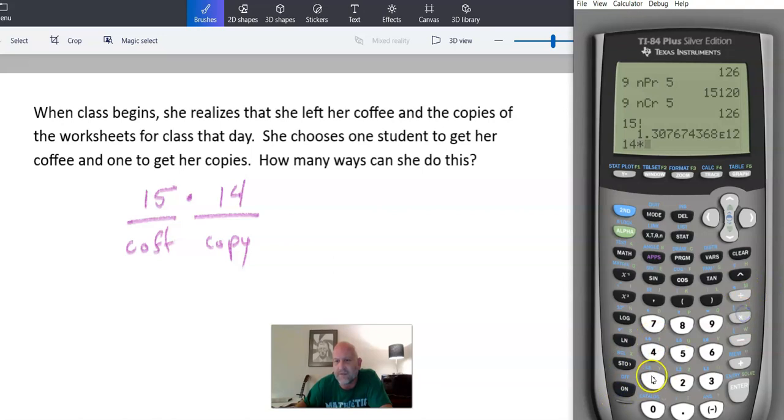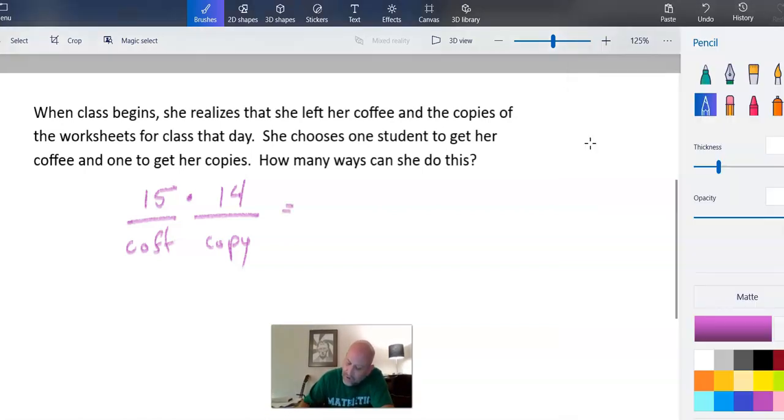15 times 14. Oh, I just did 14 times 14. Let's try that again. They don't hand these degrees out to anybody, man. 210. Okay, so there are 210 distinct ways that she can choose a student to get her coffee and a student to get her copies.